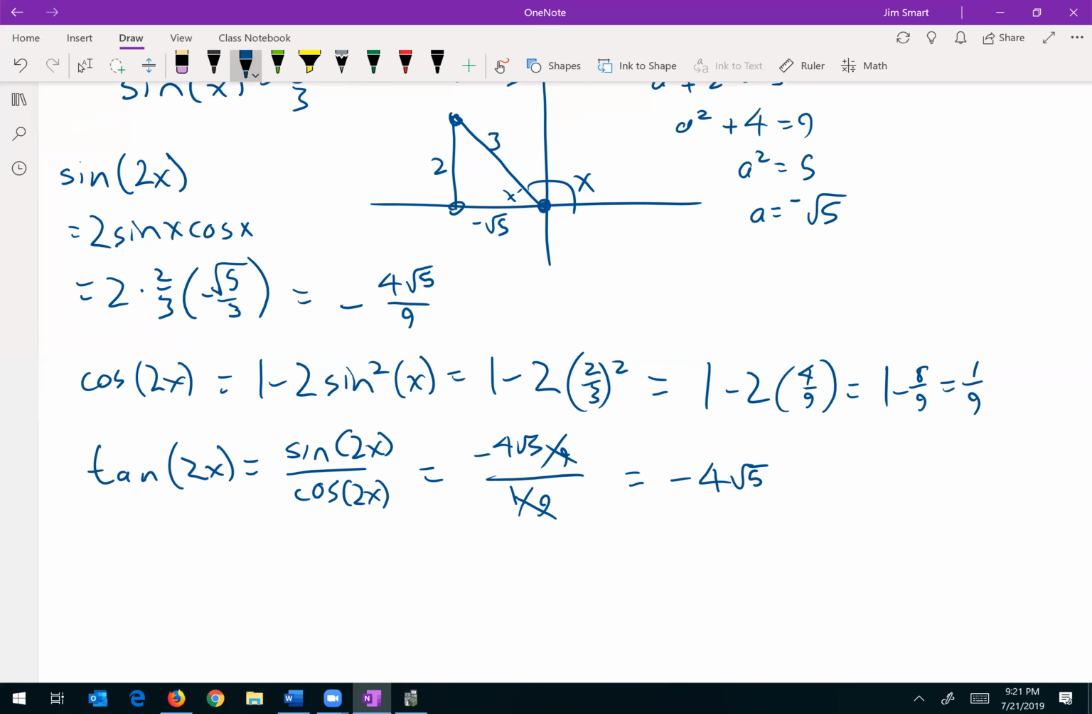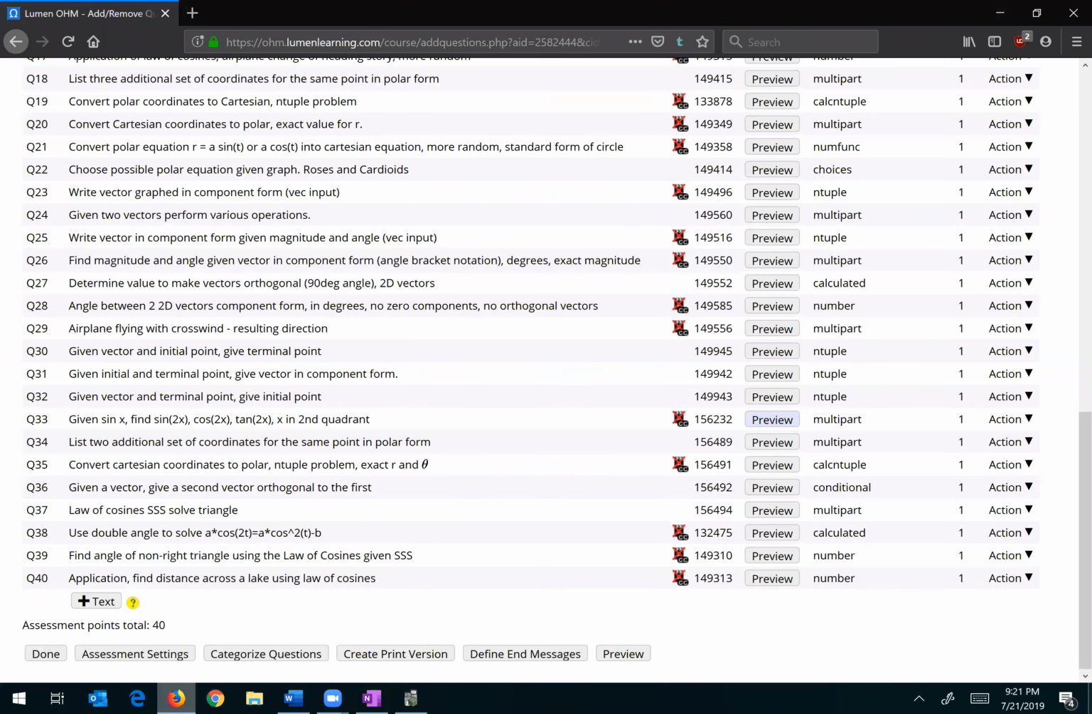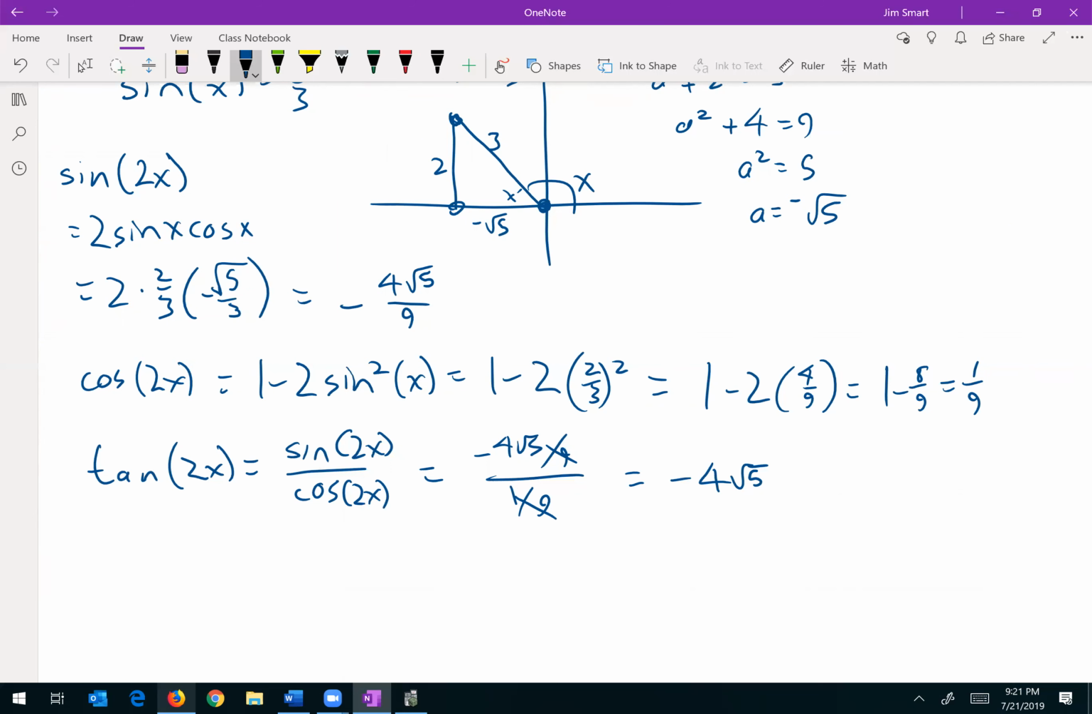So let's just make sure. I closed the window apparently, so I won't. But that is the answer. I meant to just double check that to verify the answer. But I apparently closed the window.